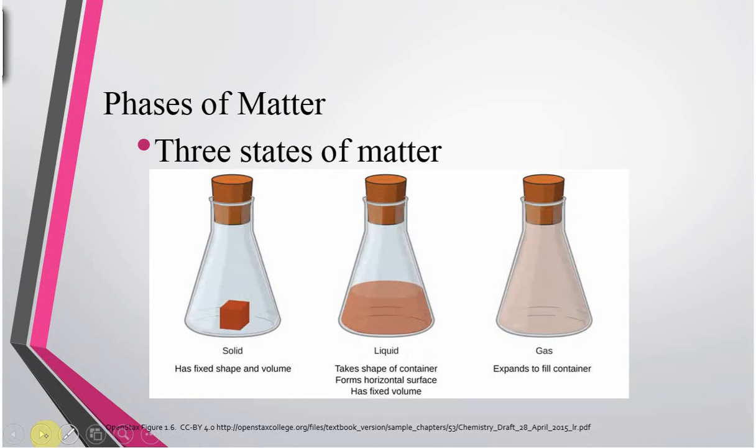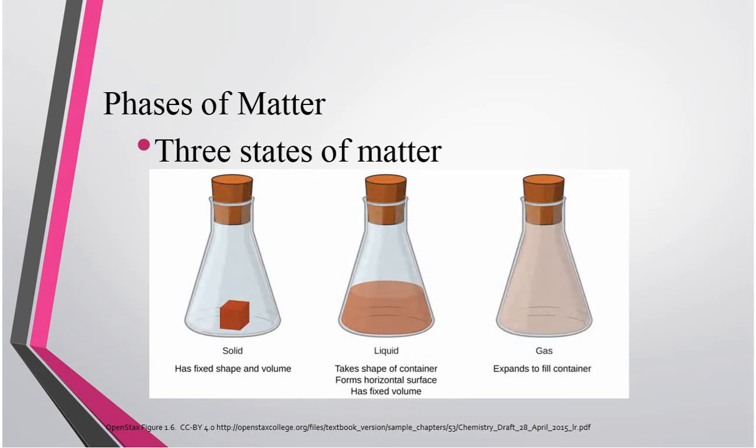Okay, so in terms of phases of matter, you can have a solid. Solids generally have a structure. They have a fixed shape, fixed volume. You notice that this is in an Erlenmeyer flask. It's not taking up the shape of the flask. It's sitting in its cube structure, kind of like a cube of sugar.